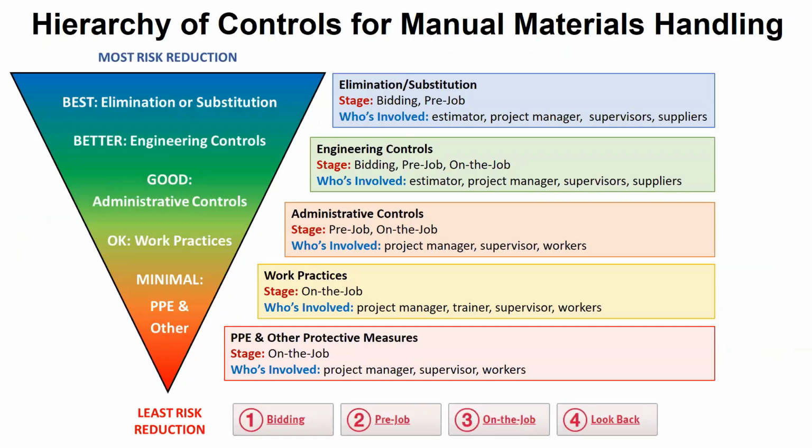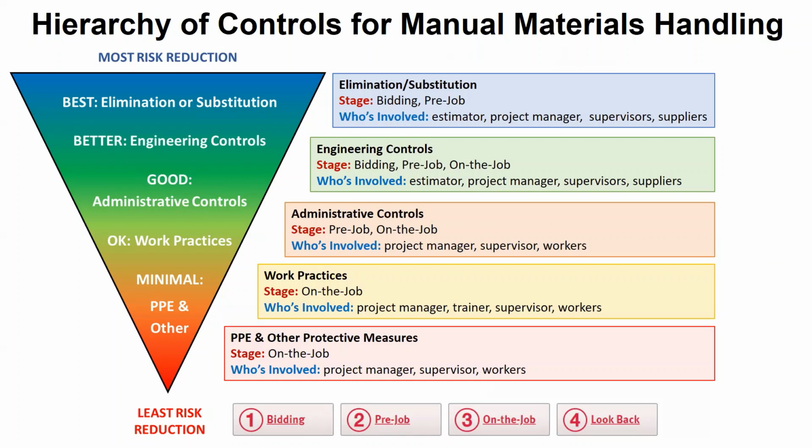An important part of this process is understanding and applying the hierarchy of controls for manual materials handling. Earlier, we discussed how each level shows the most effective way to reduce risk. This graphic shows how these controls are addressed at different stages of the construction process and examples of the types of people in the organization to involve. The highest levels of control, elimination and substitution in engineering, must be determined early during the bidding and pre-job stage and involve the estimators, project managers, supervisors, and suppliers.